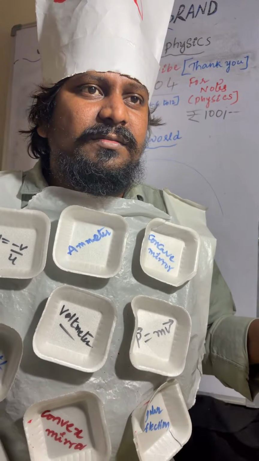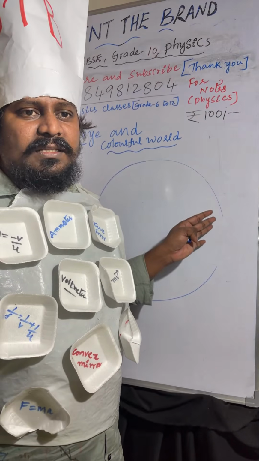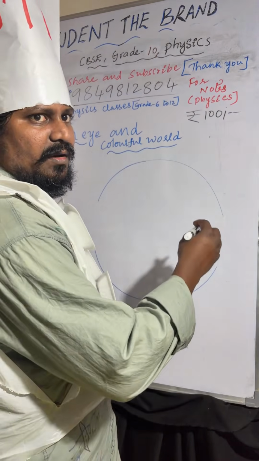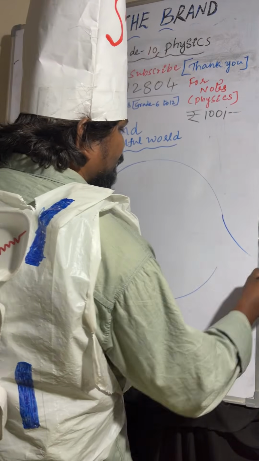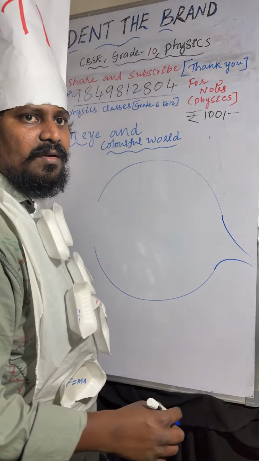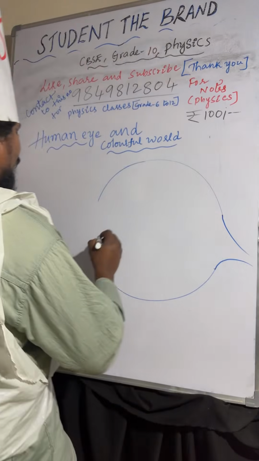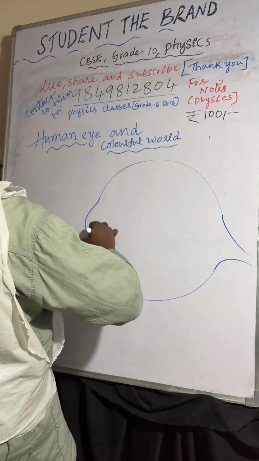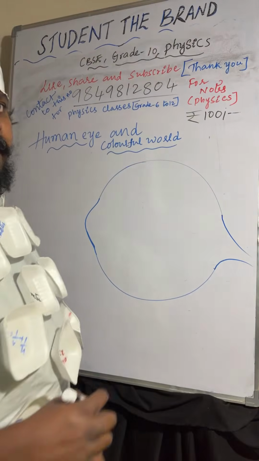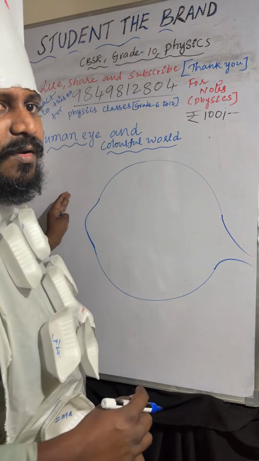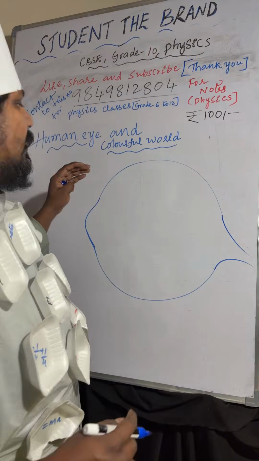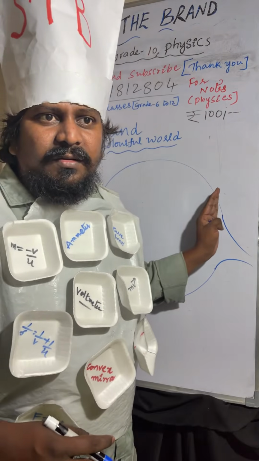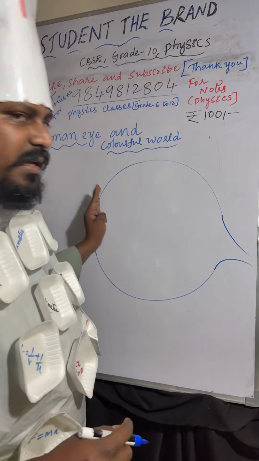And coming to the optic nerve, the optic nerve is this one. You can draw it like this, see, I am drawing it like this. And here you can observe the bulged surface like this. This is the cornea, and this one is the optic nerve.